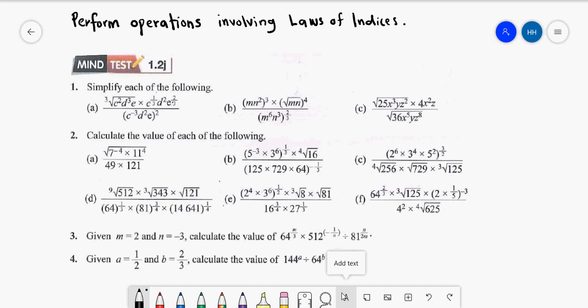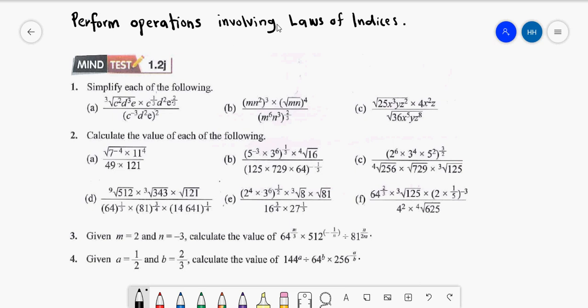Okay, hi everyone. In this video we are going to perform operations involving laws of indices. This is the question from the Form 3 textbook, Mind Test 1.2J, page 41. We are going to do operations involving laws of indices.